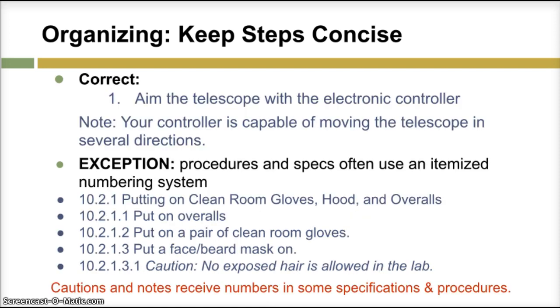So it would be better to word it like this. Step number 1, aim the telescope with the electronic controller. Note, your controller is capable of moving the telescope in several directions. There is an exception to this rule, and it has to do with procedures and specs, which often use an itemized numbering system, as you see here. And so if you are using an itemized numbering system, then you can put the note as a subset, a subnumber under one of the steps. You can see the caution information there.